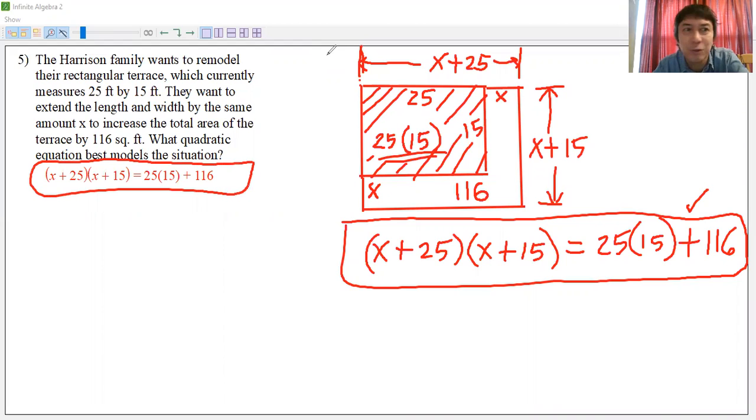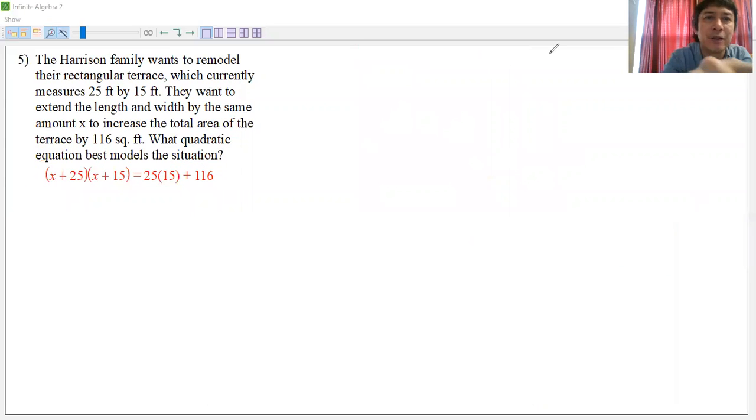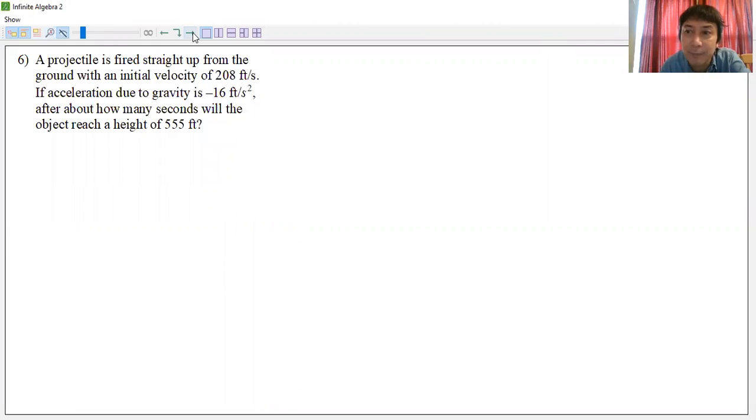All right, let's continue with number 6. I hope this one is clear, okay? Just look at the drawing and you'll be able to analyze correctly, okay? All right, let's continue with the next, number 6. All right, here's number 6.